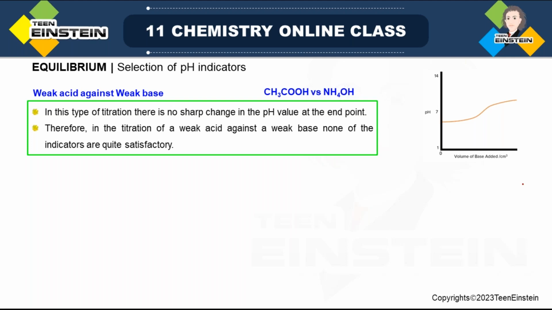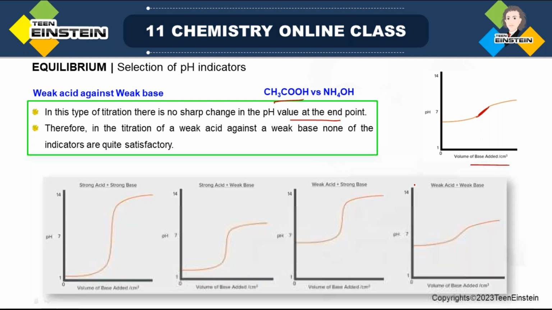Now in this case, as you can see, you have taken acetic acid in a conical flask, gradually you are adding NH4OH. Now there is no such steep rise observed. So in this type of titration, there is no sharp change observed in the pH value at the end point. And that is the reason when we have this type of combination, there is no suitable indicator present, because there is actually no steep rise. Then how can you choose some indicators? So this is the problem we face when there is weak acid, weak base combination.